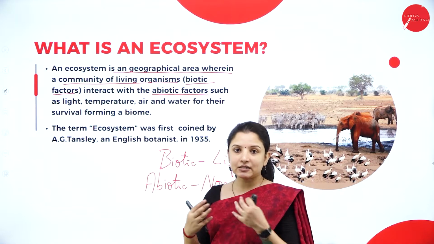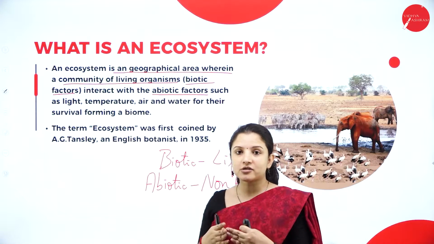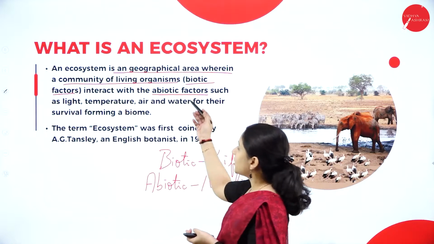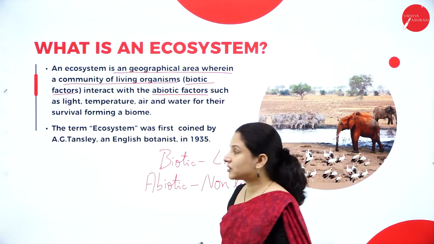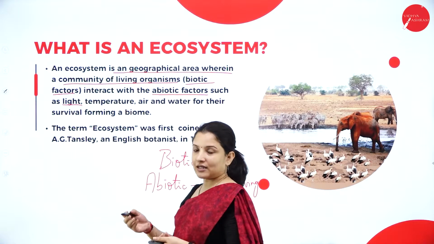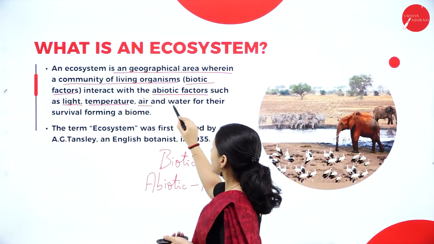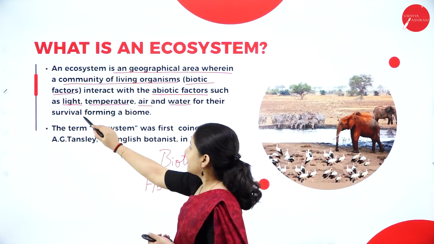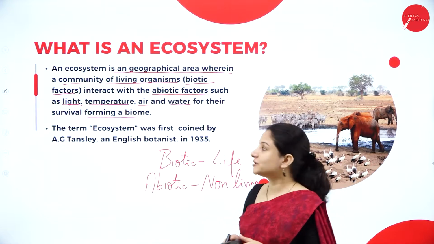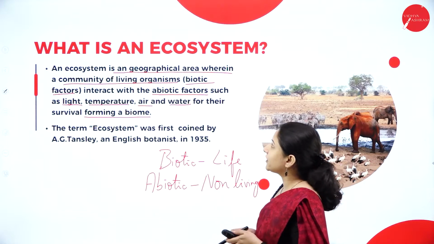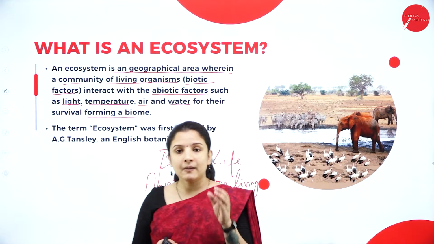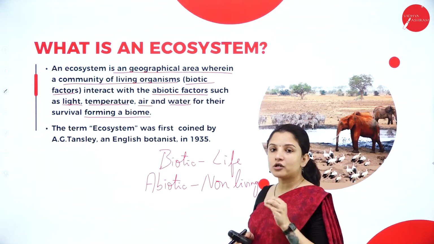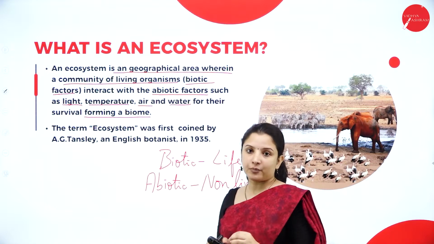So here there is an interaction. In an ecosystem, there is an interaction between the biotic factors, that is the living organisms, with that of the abiotic factors, that is the non-living things, such as the light, that is the sunlight, the temperature, air and water, in order to survive properly or live in harmony, therefore forming a biome. So what is an ecosystem? An ecosystem is a geographical area wherein a community of biotic and abiotic factors interact with each other in order to live in harmony, therefore forming a biome.